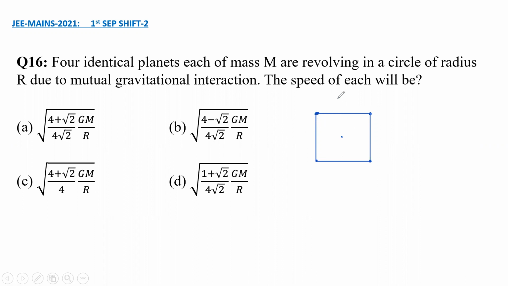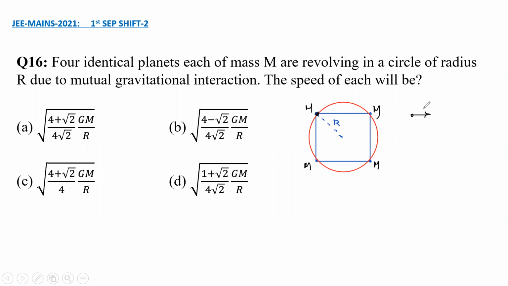So now the speed of each of them is being asked. So we know that each mass is rotating in a circle of radius r. We can draw the circle also. So roughly we can think of this as a circle, and we know that the masses are m each. So consider any one of the masses.